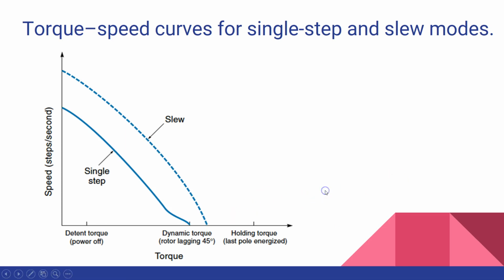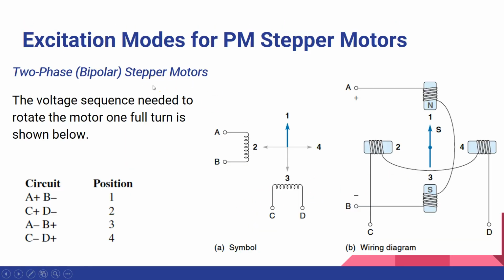Now let's see next. Next we have excitation modes of permanent magnet stepper motors, and the first excitation mode is the two-phase stepper motor. You can see here, this represents the stator field coil. This is also the stator field coil, and this is the wiring diagram. You can see 4 coils have been represented: first, second, third, and fourth. And then at the center is our rotor. Right now the rotor is pointing towards coil 1.